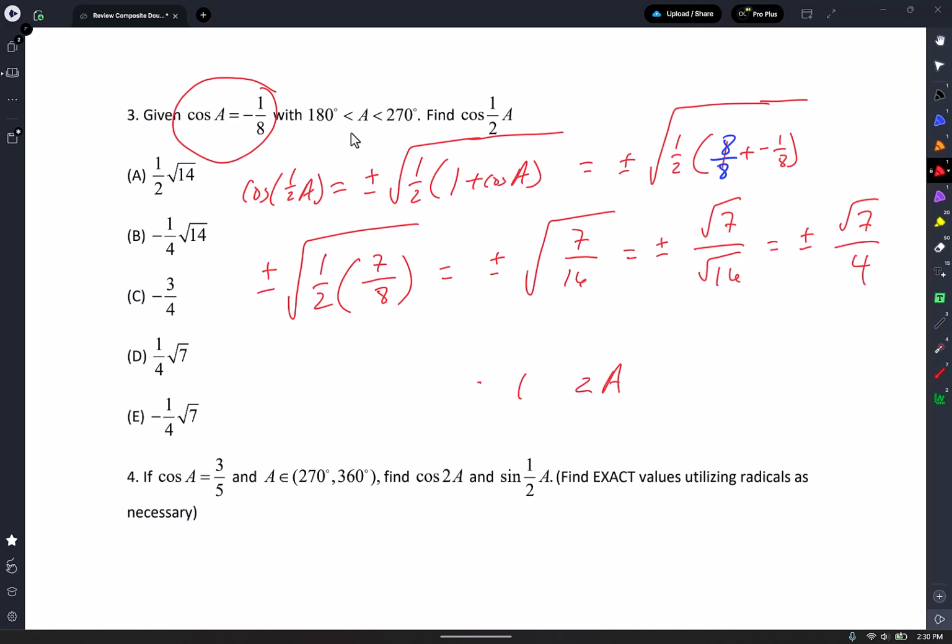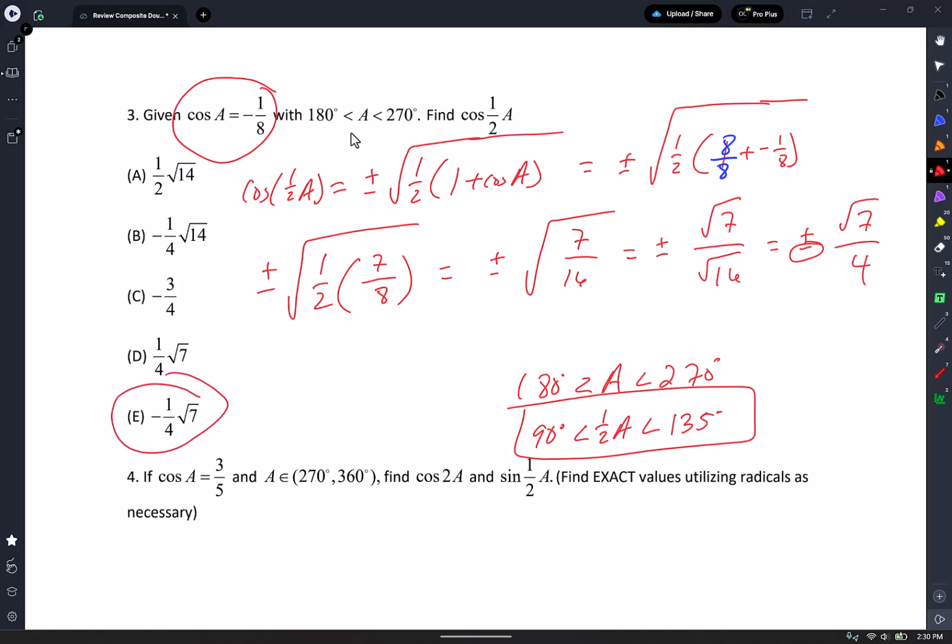Angle A is between 180 degrees and 270 degrees. But I'm not looking for angle A. I'm looking for angle half A. So I'm going to write 1/2 of A. What's half of 180? 90. What's half of 270? Okay. Cosine 90 and 135. What quadrant is that? Is cosine positive or negative in quadrant 2? Negative. Let's look for that answer. What letter? E, as in Erica.